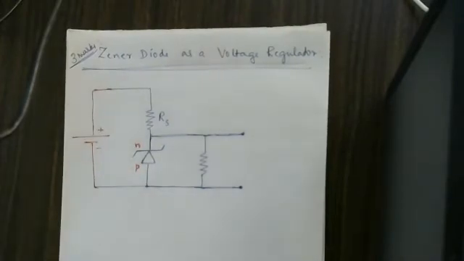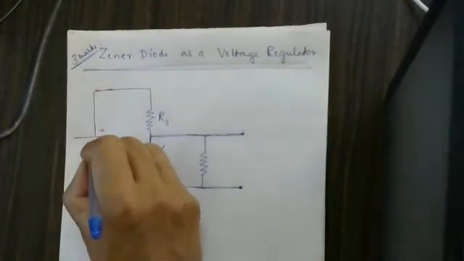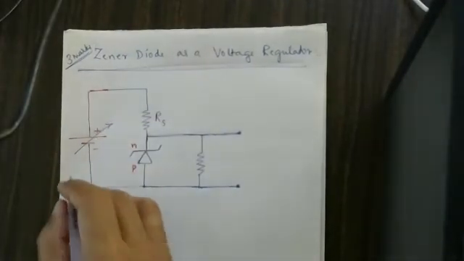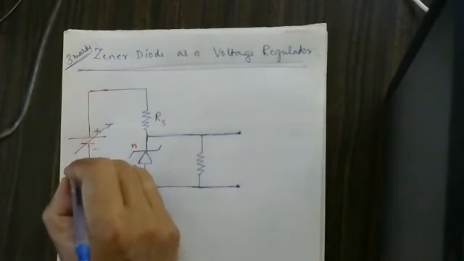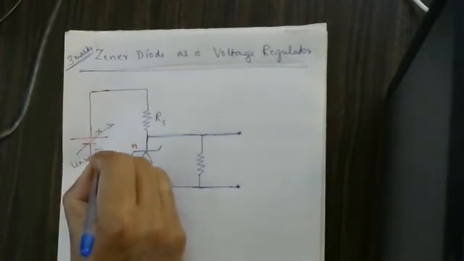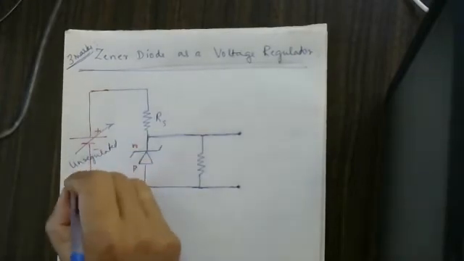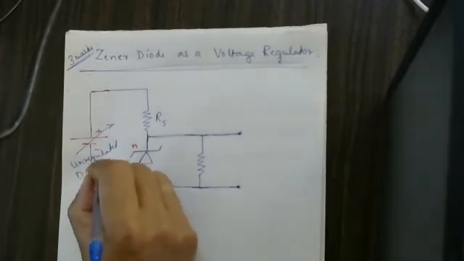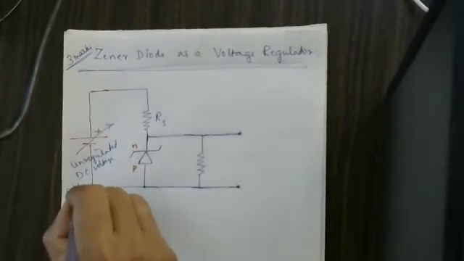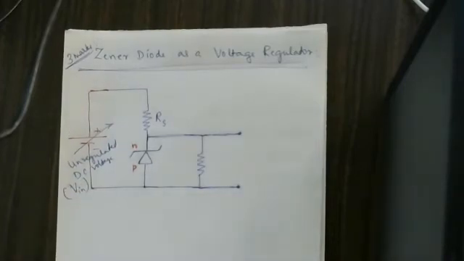This is a variable voltage source. Don't forget, we must connect it practically. It is a variable voltage source. I can say it is unregulated DC voltage, V input. This is unregulated DC voltage. This is V suffix input, V in, I will write. This is V suffix in.